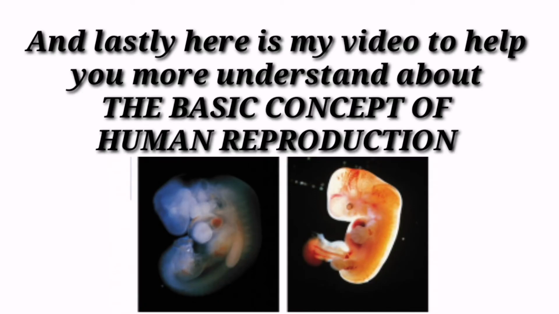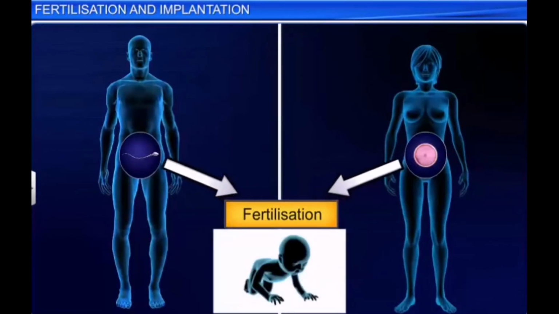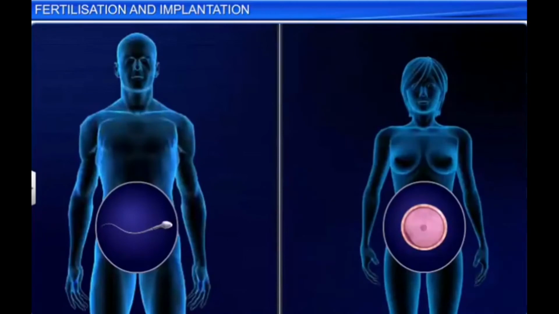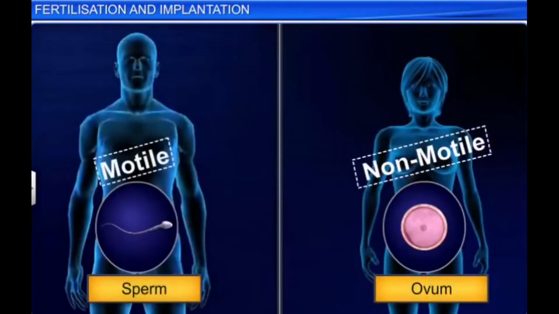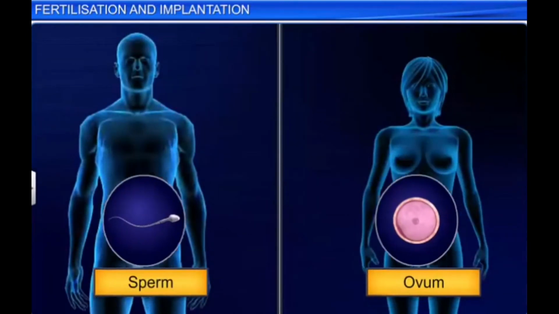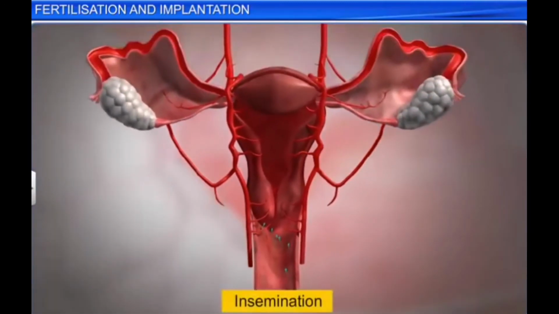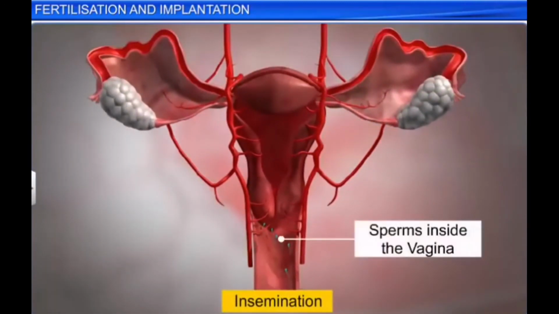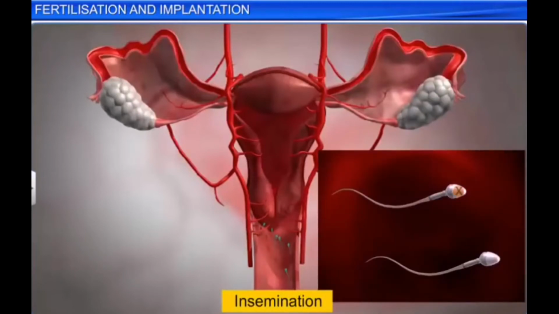And lastly, here is a video to help you understand more about the basic concept of human reproduction. Fertilization, or fusion of gametes, is the most vital event in the process of sexual reproduction, as it results in new life. In humans, while the male gamete or sperm is motile, the female gamete or ovum is non-motile. Therefore, for fertilization to occur, the two gametes must be brought together. This is achieved through insemination, where the penis releases semen, filled with thousands of sperms, into the vagina. Interestingly, while half of the total sperms released carry the X chromosome, the other half contain the Y chromosome.